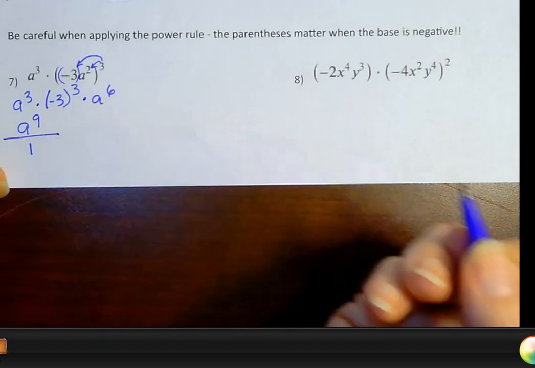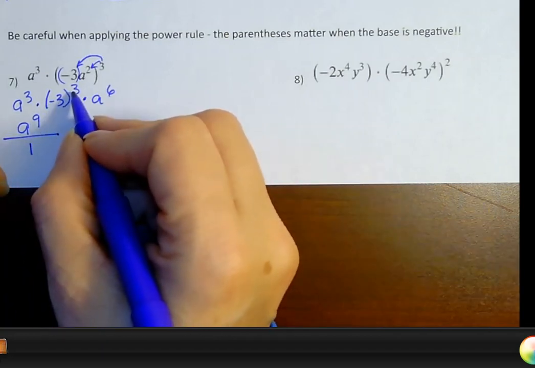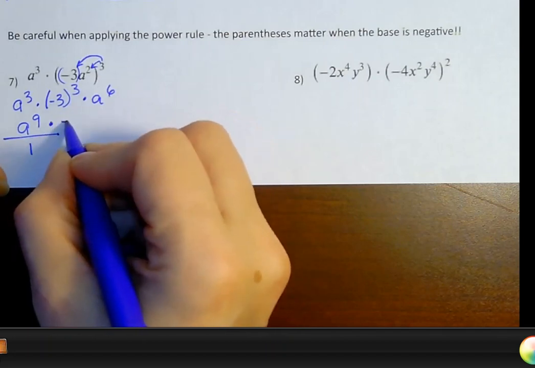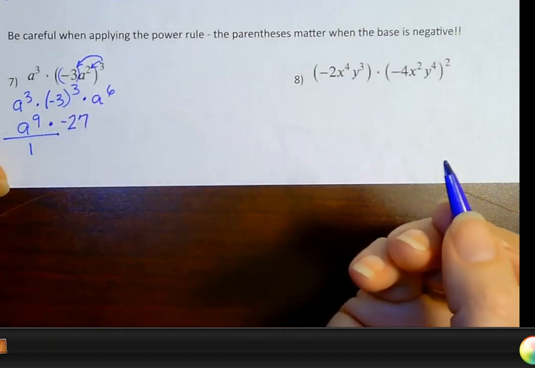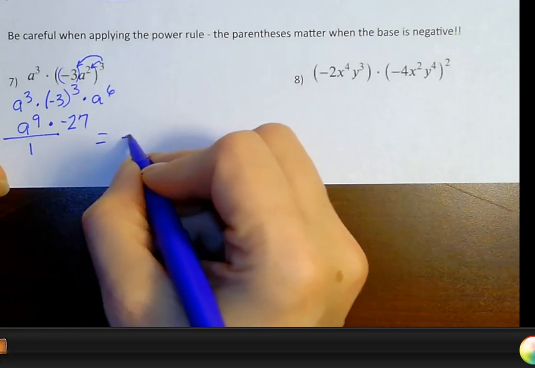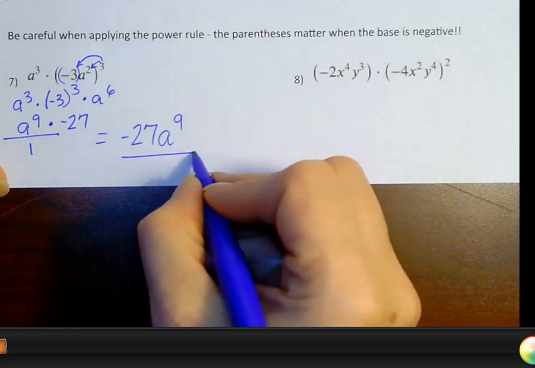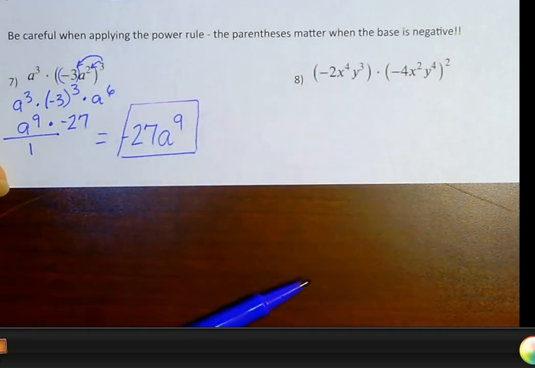Oops, it's over 1. I don't know why I did that. Negative 3 times negative 3 is 9, times negative 3 is negative 27. So that's times negative 27. Mathematicians really prefer to write it like this, negative 27 first, and then a to the 9th. So that should be your final answer there.